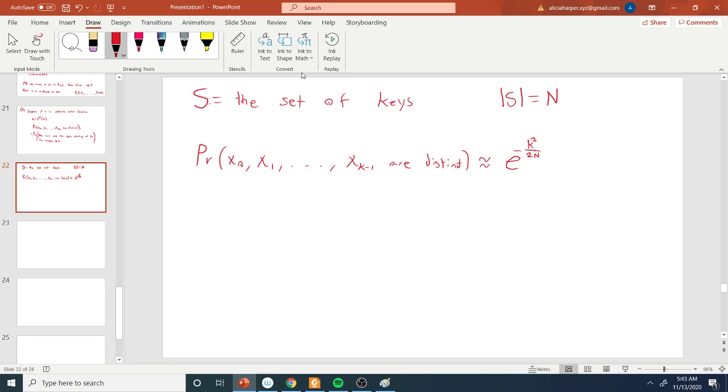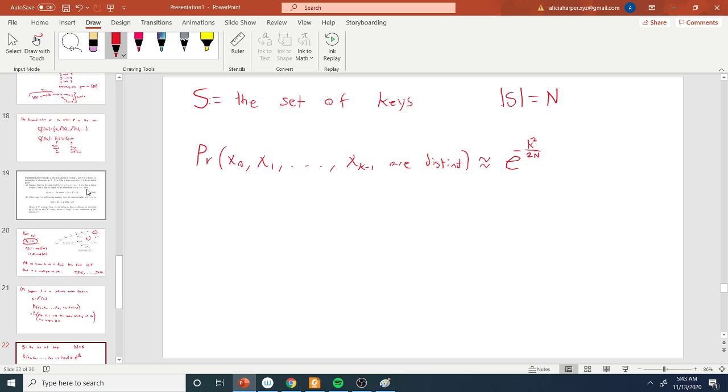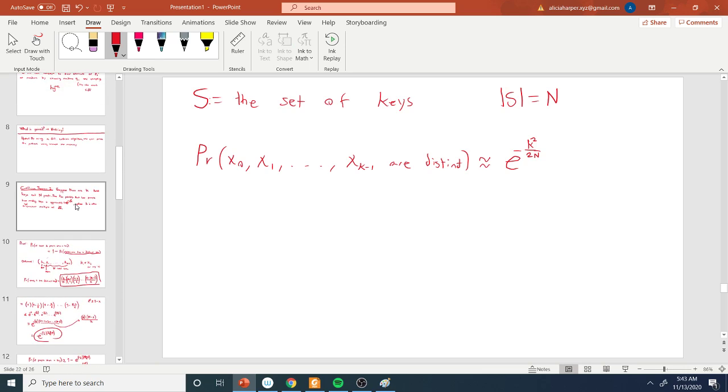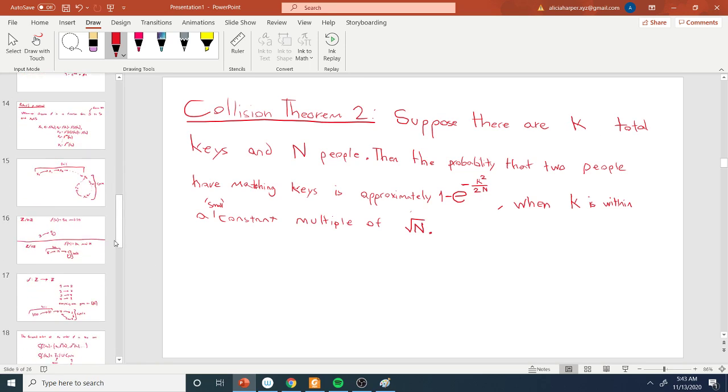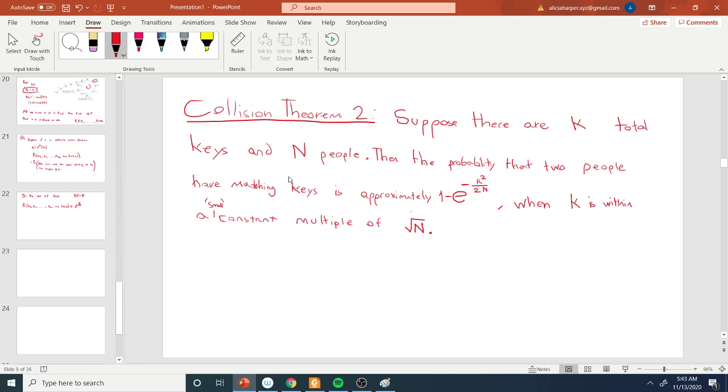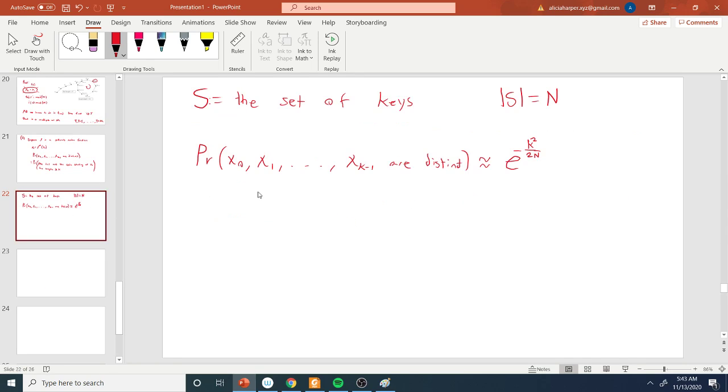So let me just give one caveat, because this is kind of the issue with the notation I originally had. If you go back up to the collision theorem, I've kind of flipped the role of k and n, because now I have k people and n total keys, but I apologize for that confusion. But really it's the same formula. And the reason I don't have a minus 1 here is because I'm not asking for them to have something in common, I'm asking for them all to be distinct.